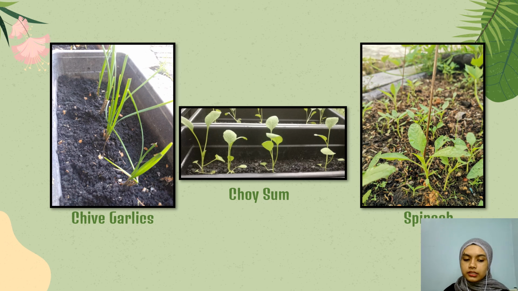We have a picture of chief garlic at week 3, choy sum at week 4 and spinach at week 4.